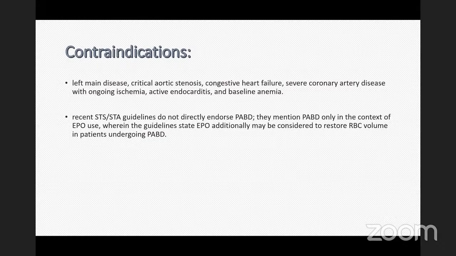What can contraindicate autologous blood donation is left main disease, critical aortic stenosis, congestive heart failure, severe coronary artery disease with ongoing ischemia, active endocarditis, and baseline anemia. So the recent STS and STA guidelines do not directly endorse PABD. They mention it only in the context of EPO, erythropoietin use, where the guidelines state erythropoietin may additionally be considered to restore the RBC volume in patients undergoing autologous blood donation, as we mentioned previously in the guideline.